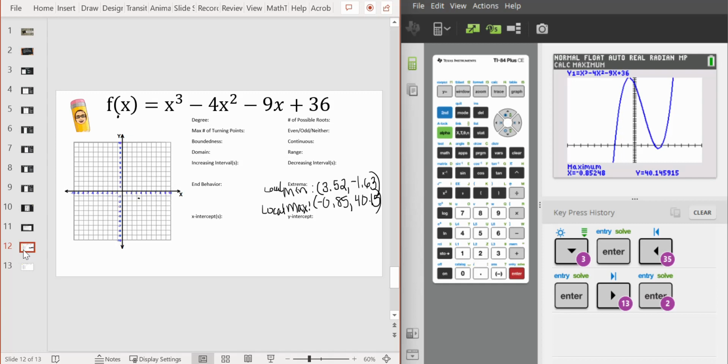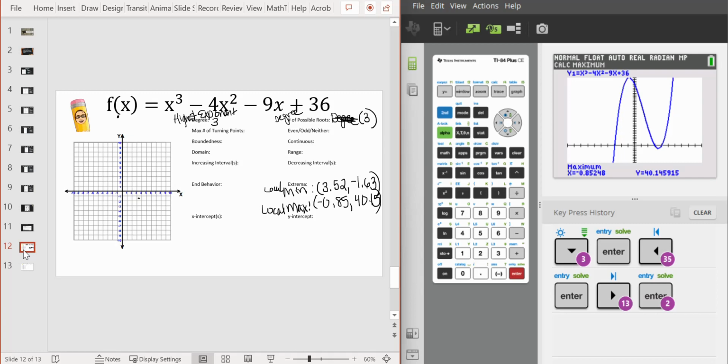Degree. Remember, degree is the highest exponent, so make note of that. Let's write that here. Your degree is your highest exponent. My highest exponent on this guy is a 3. Next is the number of possible roots. It's the same as your degree, so I'm going to mark that down, and that is 3. So this guy has 3 possible roots.